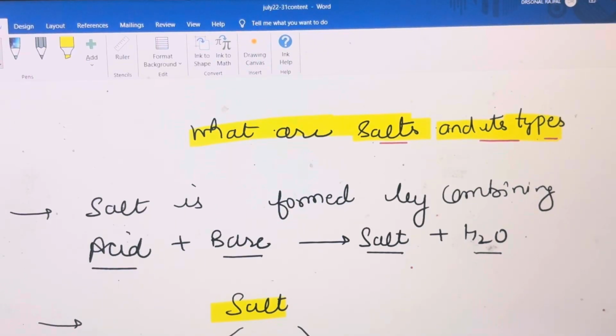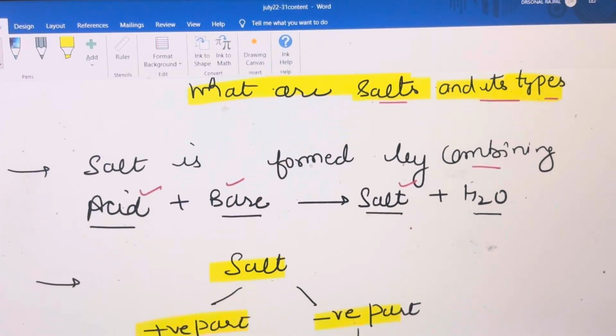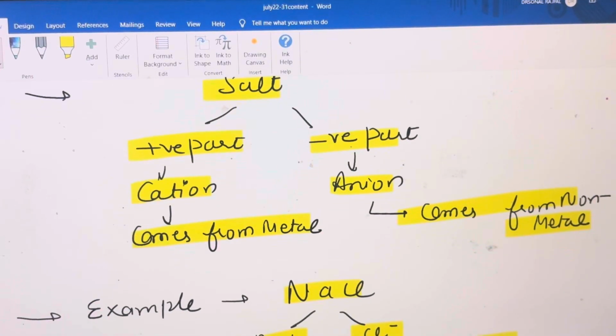Students, today I am going to explain what salt is and its various types. Salt is formed by combining acid and base. They combine together to form salt and water. Whenever we talk about salt, salt always has two parts.